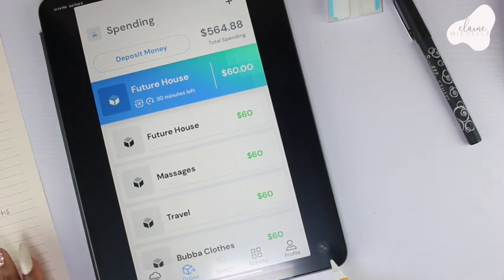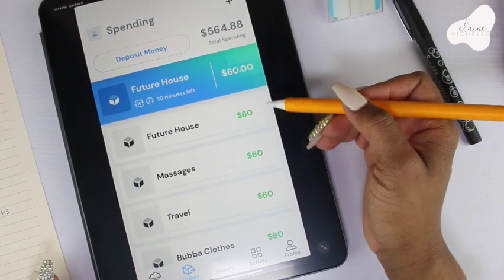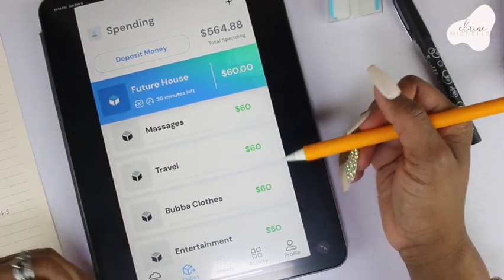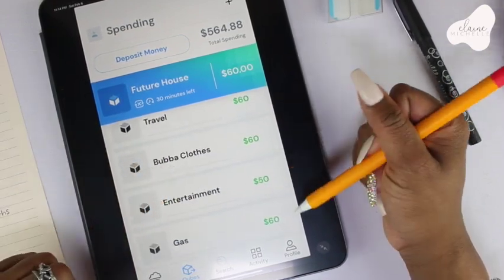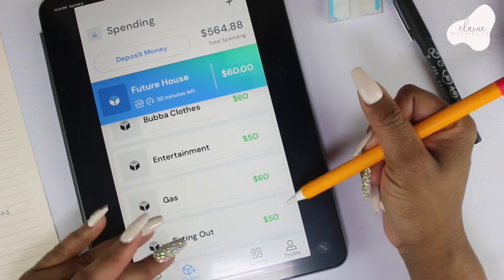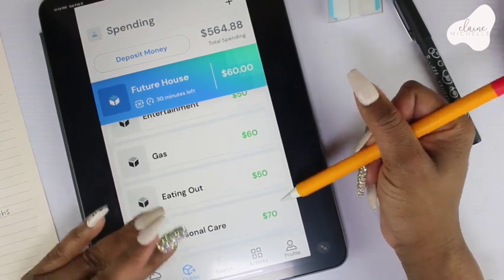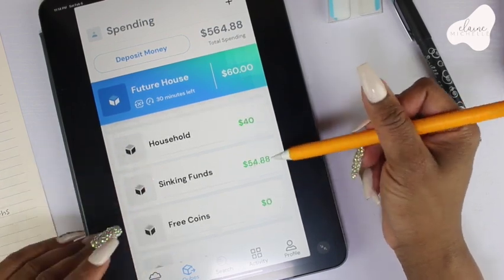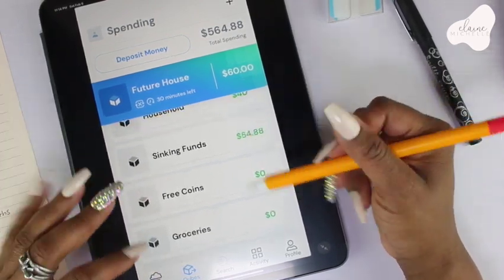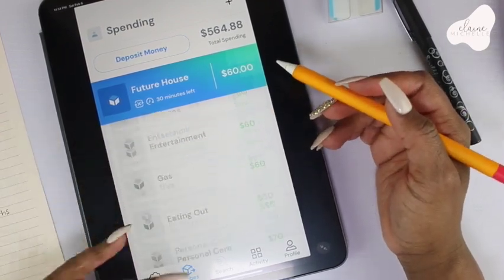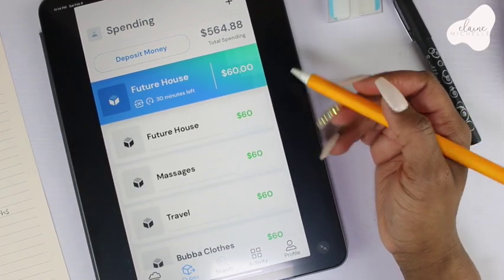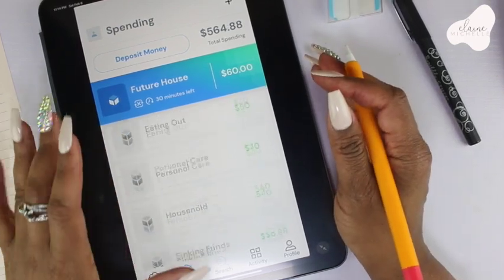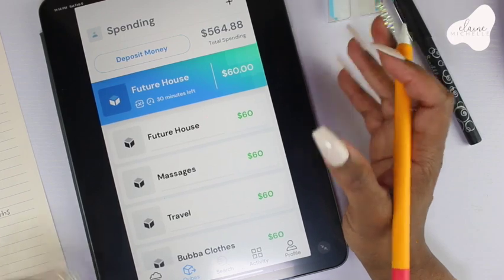We have deposited everything, so we'll do a check. So we know future house has 60, massages, all those should say 60 because I've been putting 20 in each of them. So entertainment, $50, gas, we got $60, eating out, $50, personal care, $70, and household, $40, sinking funds at $54.88, and then we have the groceries at $0. So we have deposited all of our coinage up and through here. So yeah, this is our cash envelopes for this month in our sinking funds.